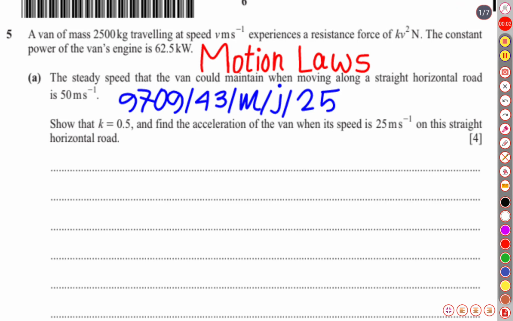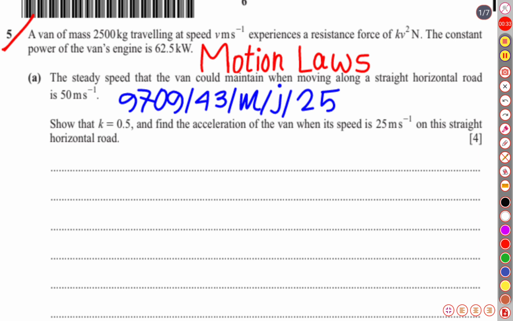Our first topic of the solution is motion laws, the application of motion laws. Motion laws means the laws of motion of Newton. For solving and applying these laws, the first question has been selected from paper 9709/43 for the session May/June 25, and question number 5 belongs to the mentioned topic.